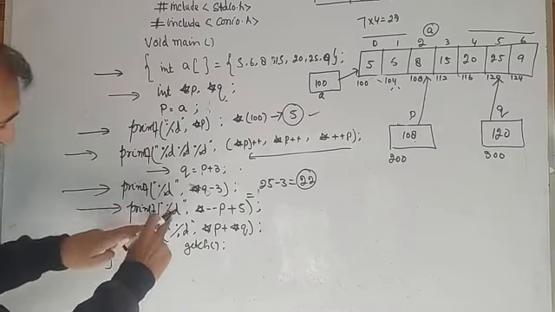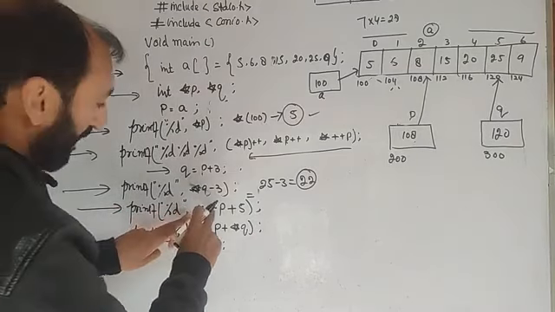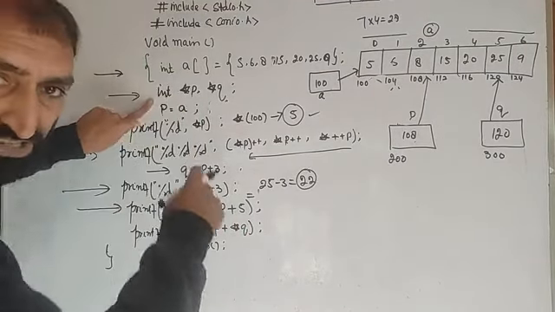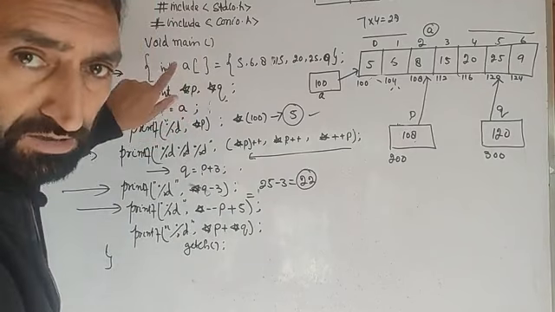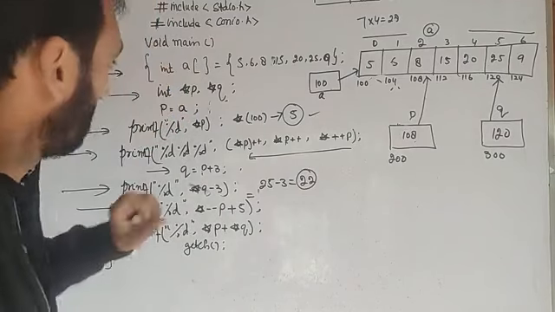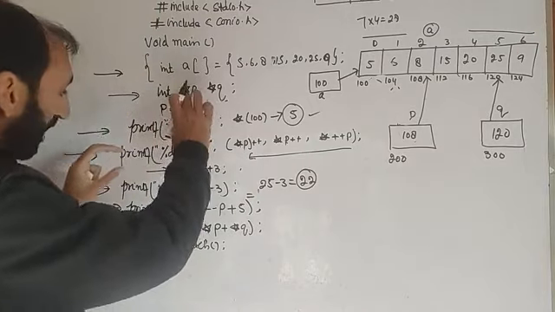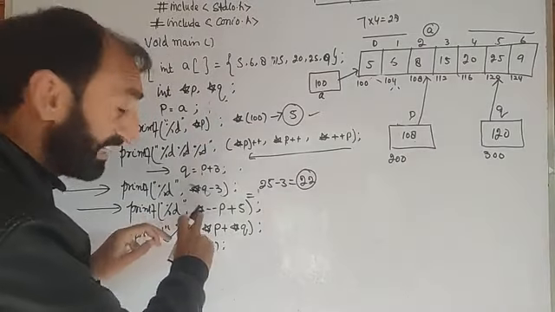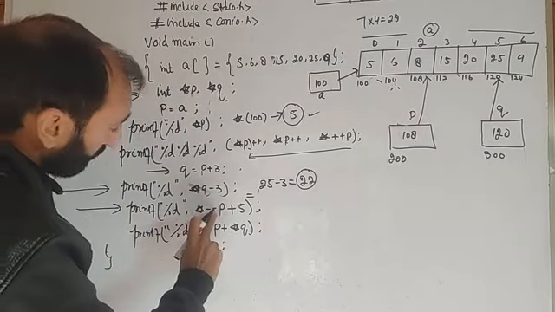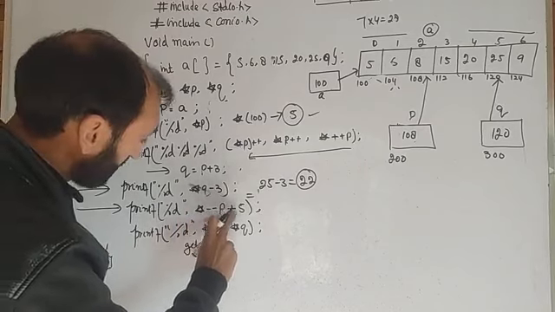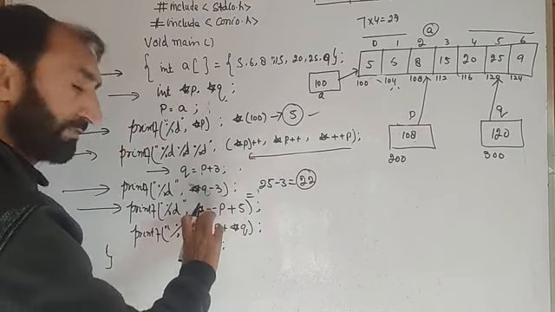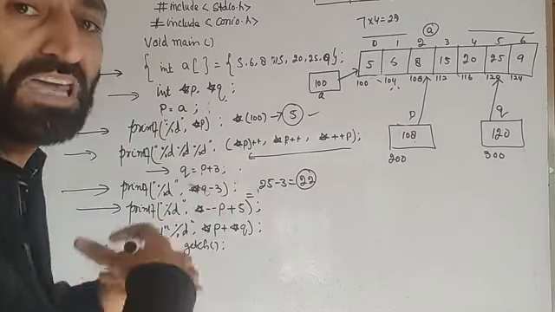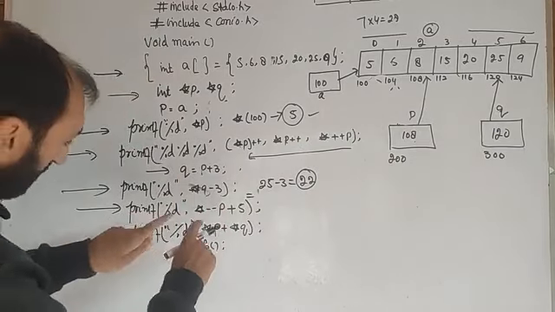Now, this instruction: printf %d asterisk minus minus p plus 5. This is an indirection operator. Don't confuse: only in the declaration does this star act as a pointer. After that, when we use this star in the program, it acts as an indirection operator. Here, first the decrement will get executed because decrement has higher precedence than the arithmetic operators.